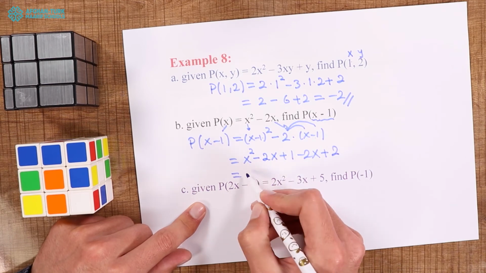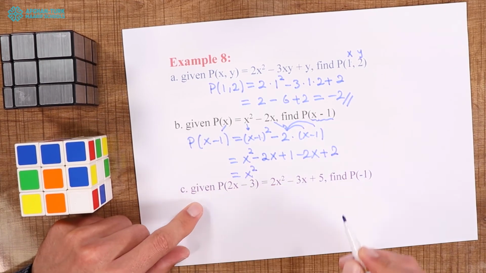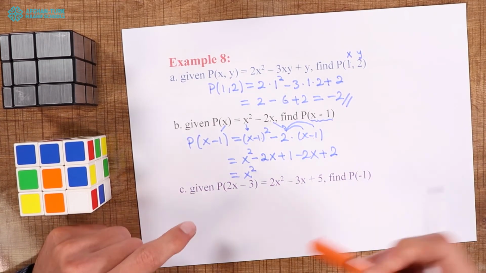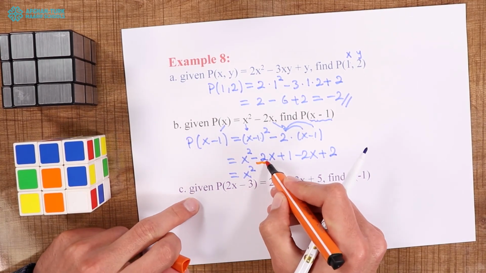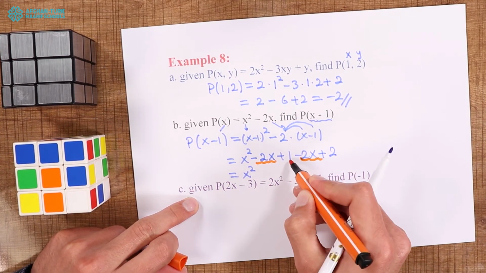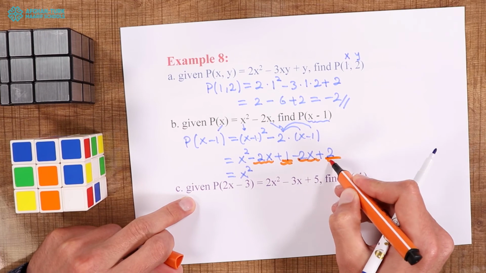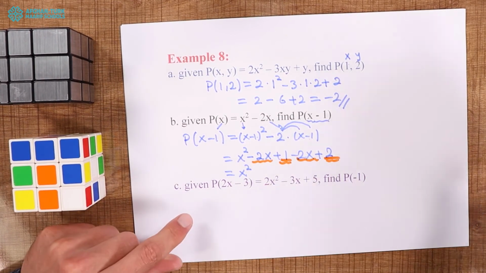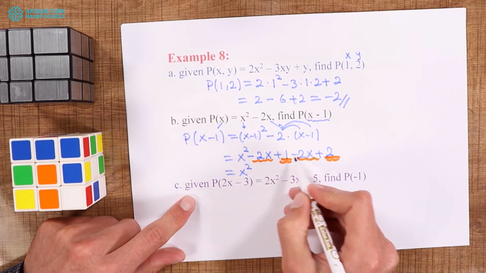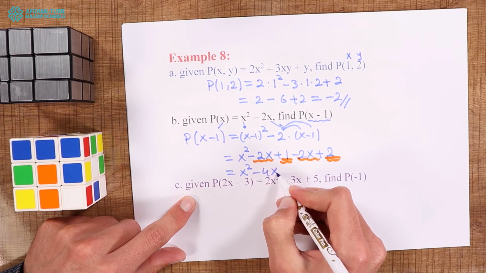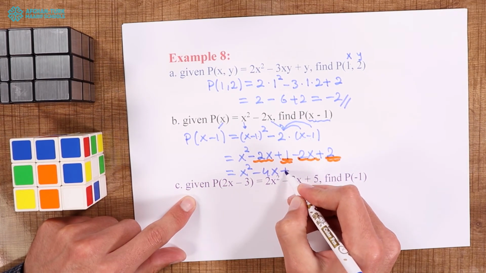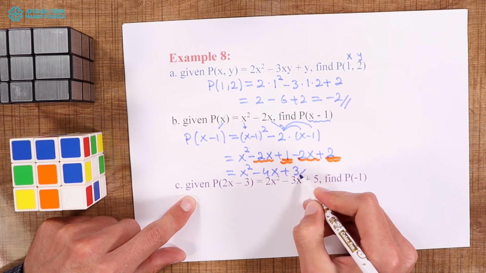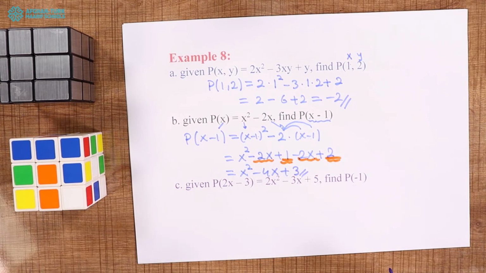So after that we will have x squared minus 2x and minus 2x, minus 2x and plus 1 plus 2 will be added because they're like terms. Minus 2x minus 2x is minus 4x, plus 1 plus 2 is plus 3, and this is the result for example 8 for the second type.